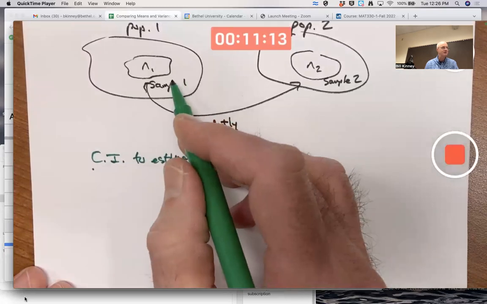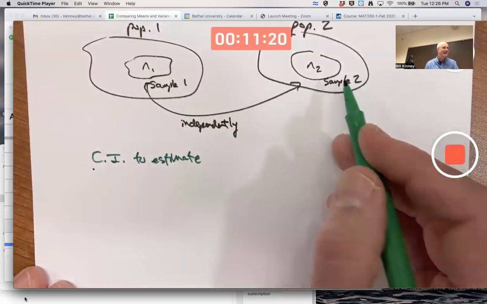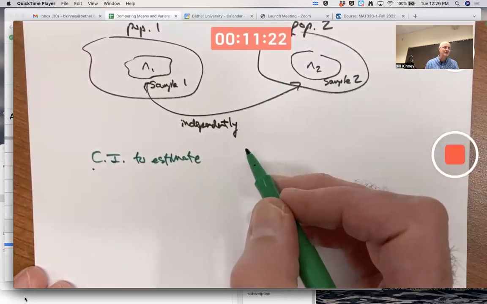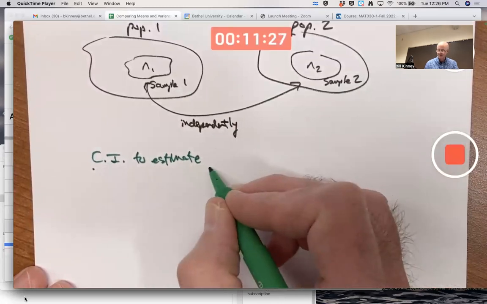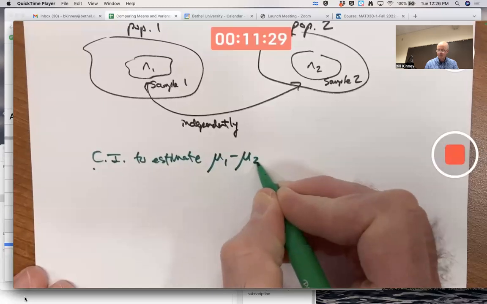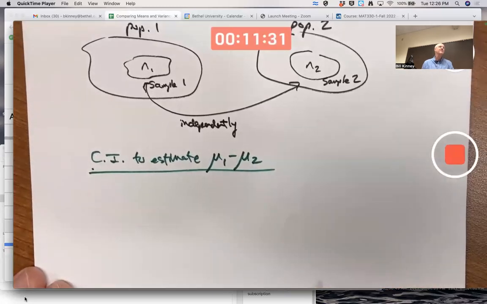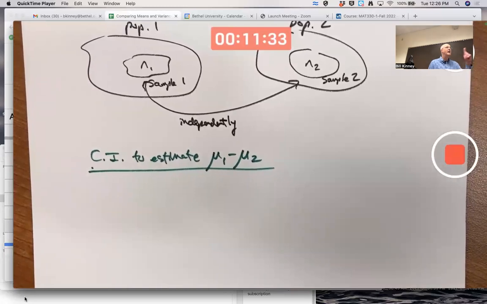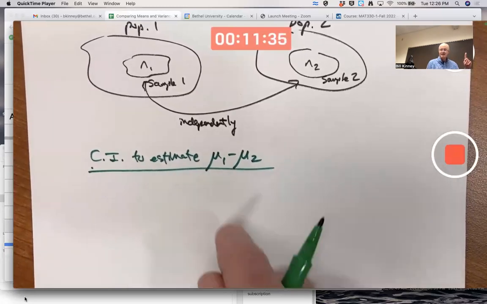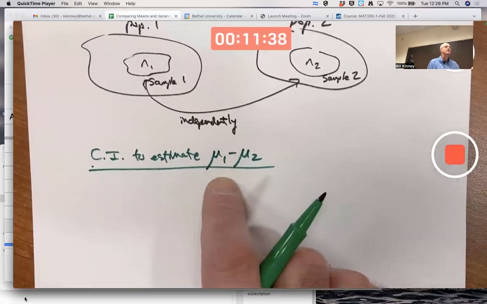Mu1 is a mean for this one, mu2 is a mean for that one. What have we done with proportions? Yeah, estimate the difference. We're trying to estimate mu1 minus mu2 because that would be one number that tells us a relationship between mu1 and mu2. If this number is positive, then mu1 is bigger than mu2. If it's negative, then mu1 is less than mu2. If it equals 0, then mu1 equals mu2.